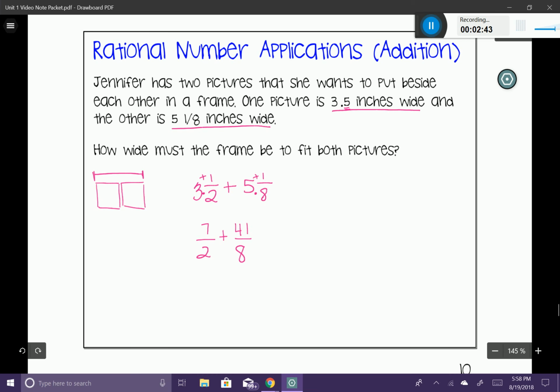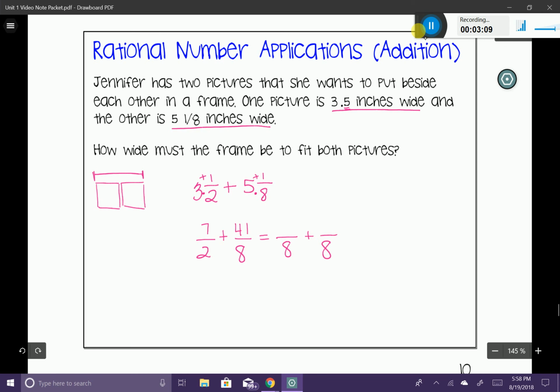Okay, now what we want to do is add fractions here. Remember what we need to do when we add these fractions. We need to come up with a common denominator. In our case here, our common denominator is 8. So I'm going to rewrite it just like this. And then I need to figure out what I need to multiply the numerators by.